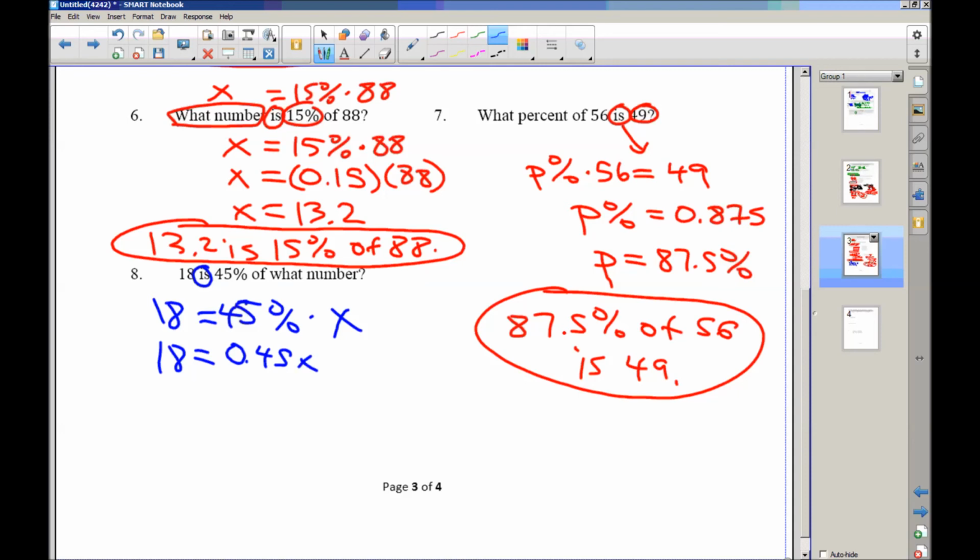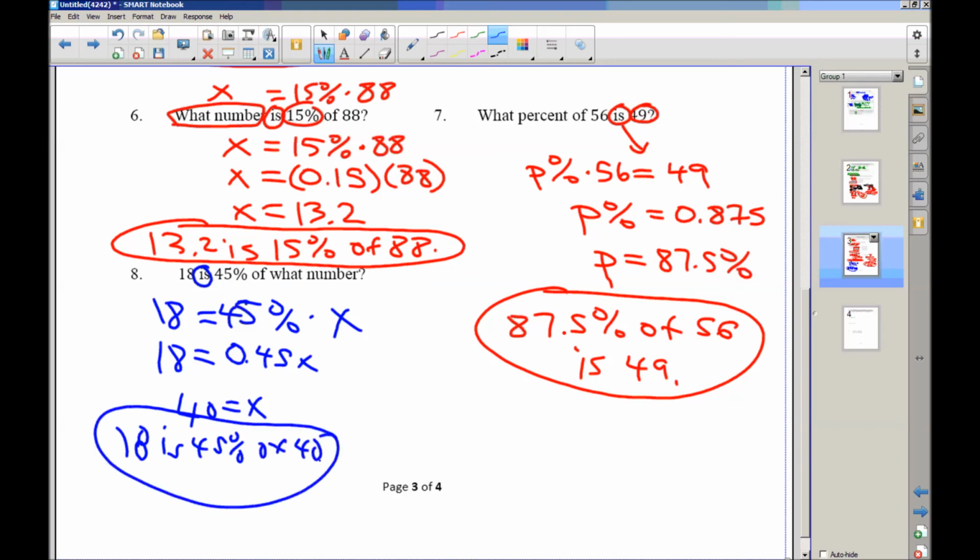I divide both sides by 0.45. I'm going to get 18 divided by 0.45 is 40. So the whole was 40. So this means my sentence is 18 is 45% of 40. Notice in all three things we did each part missing. So we did the part missing, we did the percent missing, and we did the whole missing.